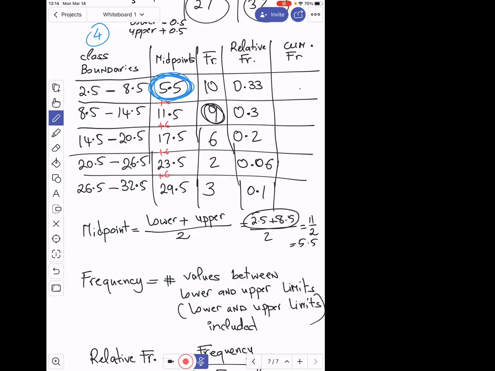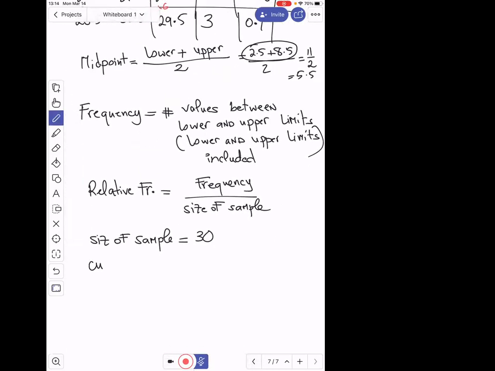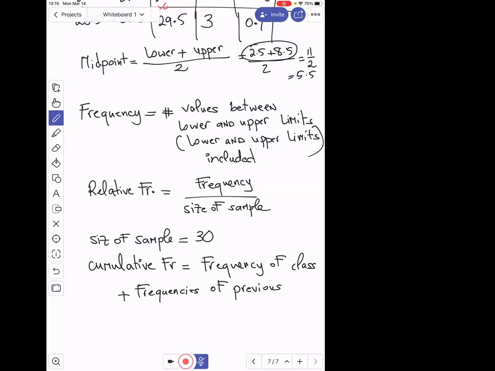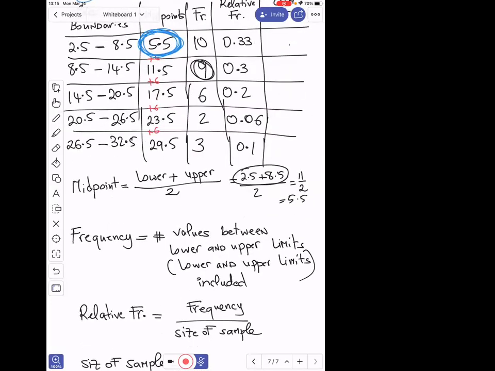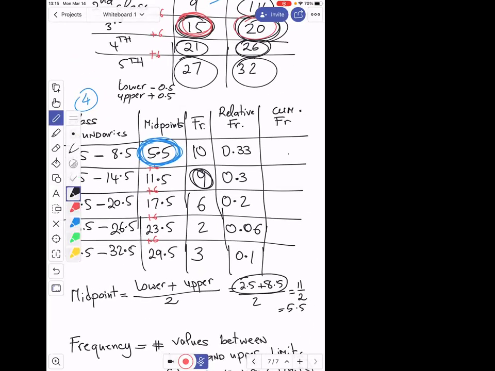Now, cumulative frequency, just to remind you the formula. Cumulative frequency is the frequency of the class plus the frequencies of the previous classes. So the cumulative frequency of the first class is just the same as the frequency of the class, because there is no previous class, which is 10. Now, for the second class, the frequency is 9 plus the frequency of the previous class, which is 10, so that will be 19.